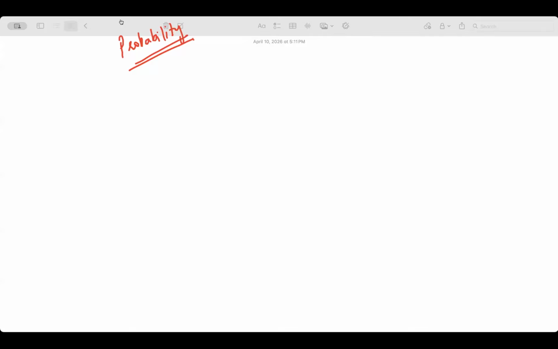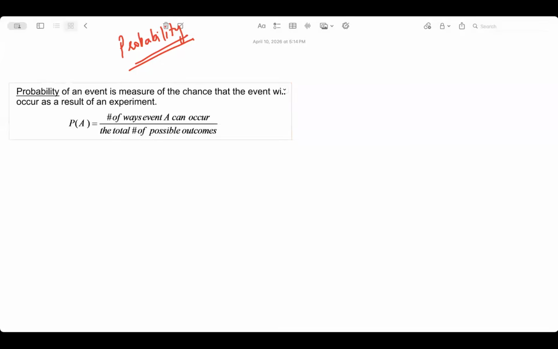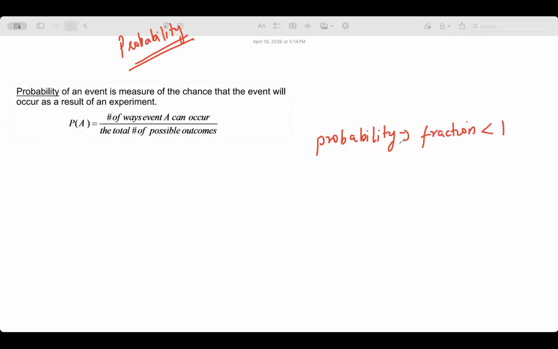Okay, no problem. So, coming to the basics, what is probability? It is the measure of a chance the event will occur as a result of an experiment. One main thing I see with kids starting probability is, if they ask you to find the probability, then the answer has to be a fraction less than 1. If something will 100% occur, then it is 1, otherwise it's always less than 1.